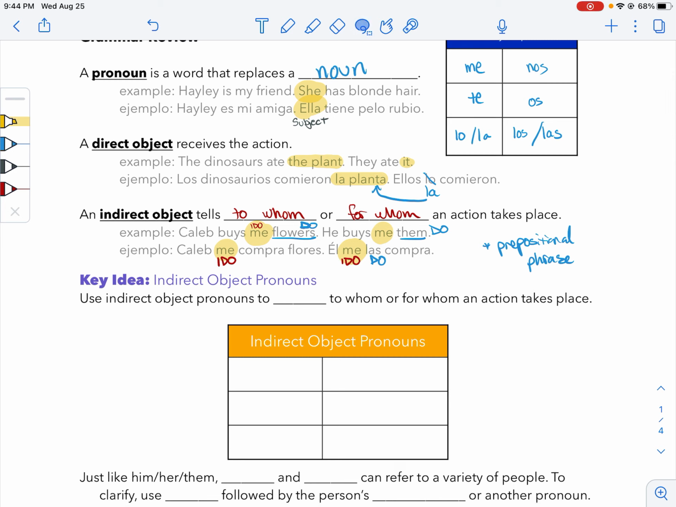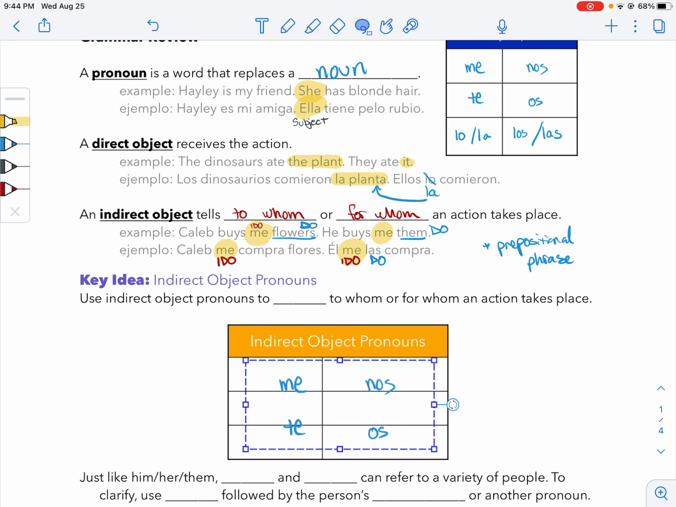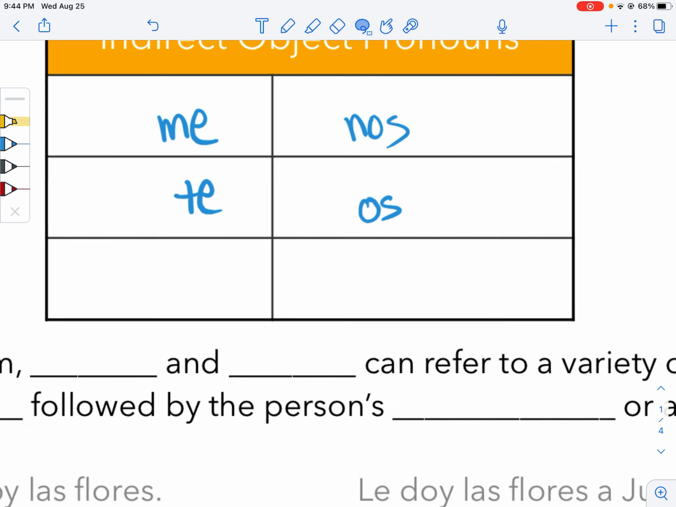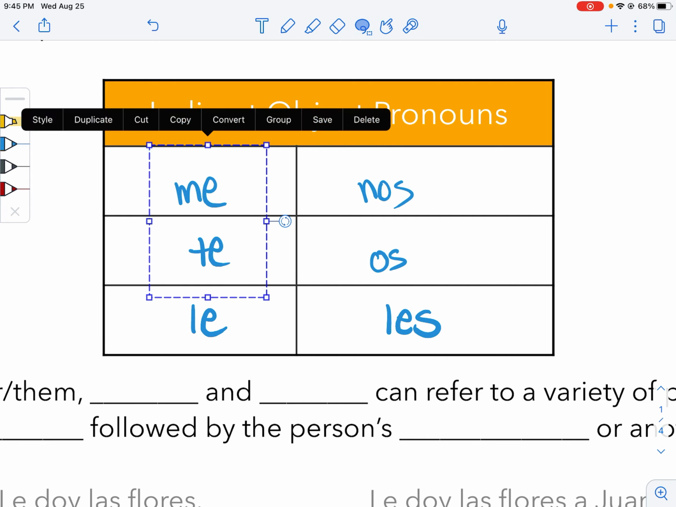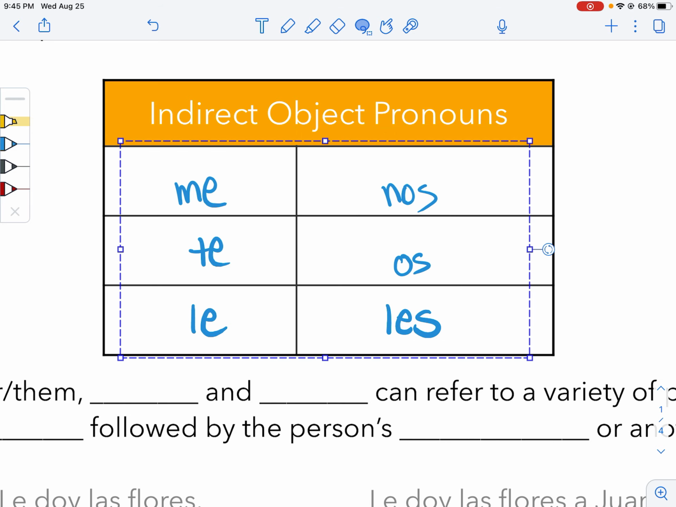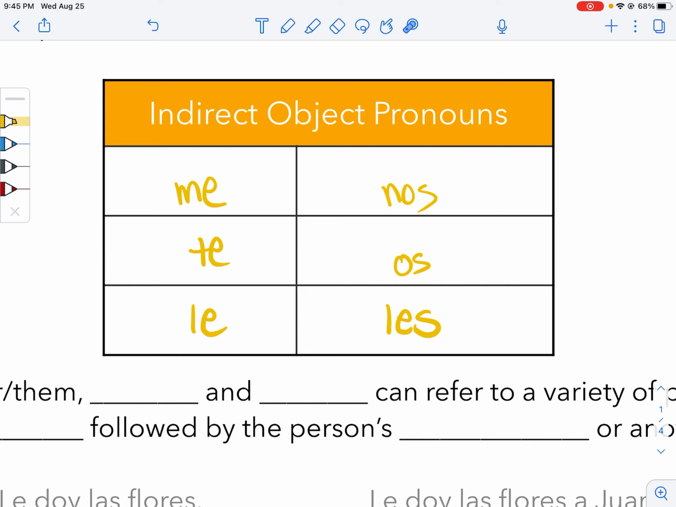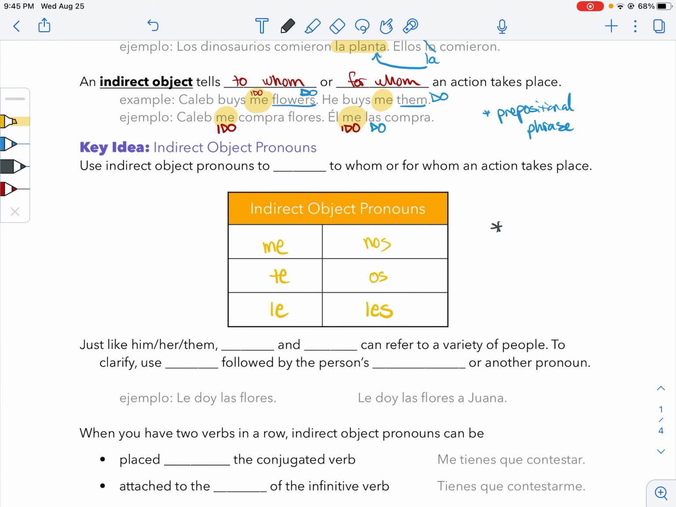Our indirect object pronouns in Spanish are the same as our direct object pronouns in Spanish, with two exceptions. We still have me, te, but instead of lo, we say le. We still have nos and os, but instead of los or las, we just say les. You'll remember our indirect object pronouns because these are the ones we use when we talk about gustar. Say me gusta, te gusta, le gusta, nos gusta, os gusta, les gusta. We are using indirect object pronouns with gustar. So that is a fun little throwback.